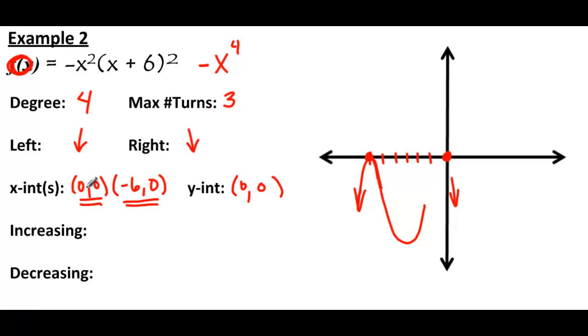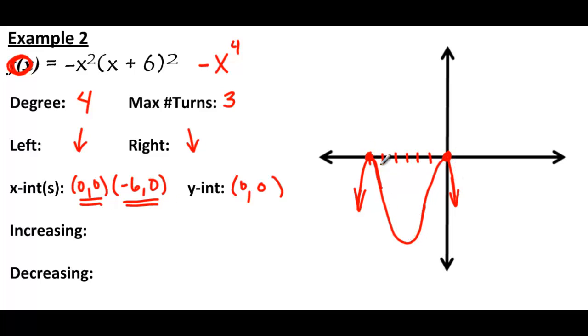What happens when I get to 0, 0? Well, it's got to bounce off of it like a parabola. So I'm going to come up to it. It's going to hit this. It's not going to go through like that. It's going to bounce and then come back down. So here is my 1 turn, 2 turns, 3 turns.